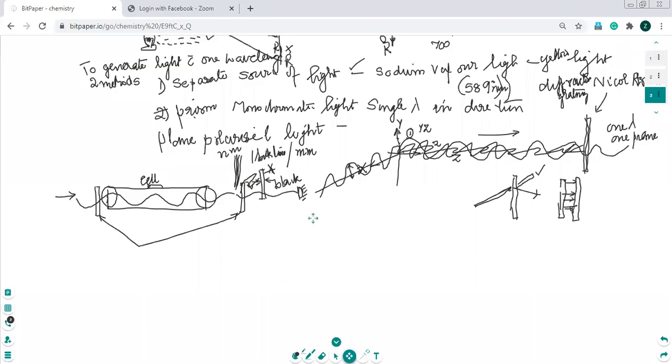Yeah. So now see here. What we were talking about is the plane polarized light being passed through this. You have kept the water in the cell, and then passed a plane polarized light and adjusted your slit. This is the analyzer and this is the polarizer.